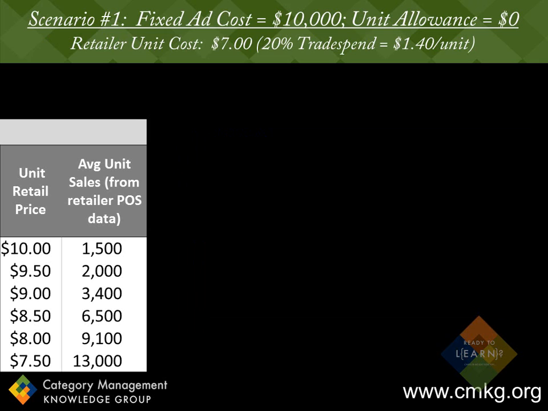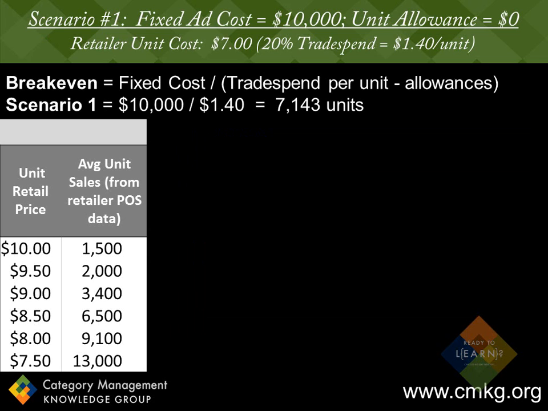The supplier has pulled retail POS data and captured the average units sold at each of the price points for this retailer and this product in the first two columns of this table. Next, the break-even rate can be calculated, which is the fixed cost, or $10,000 flyer price in this example, divided by the trade spend per unit of $1.40. So the supplier needs to sell 7,143 units to pay for the $10,000 flyer and break even. So this is where the break-even point is, in between the $8 and the $8.50 price point.